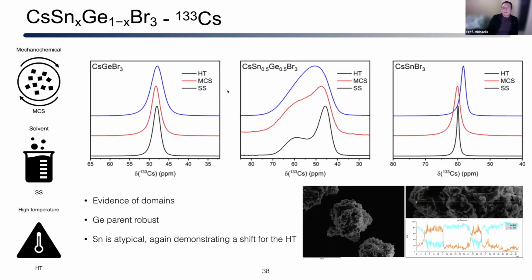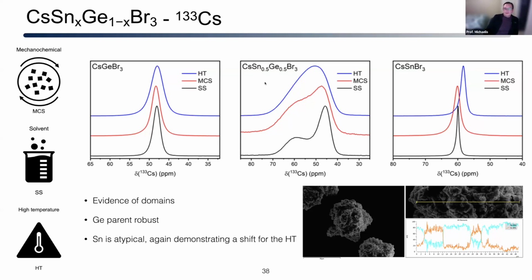What ends up happening is if you actually look at the cesium NMR, the germanium one is fairly robust, with a clear signature for that particular phase. And around 10 ppm over, you can see that the tin species, again, shows fairly reproducible results between the solvent synthesis and mechanochemical synthesis. But if you recall a few slides ago, I said whenever we do the cesium tin bromide system, there's always an odd response to this. And if you look at the cesium NMR, again, you see a slight shift. And so the question is what's going on with this tin phase when you do a high temperature treatment?